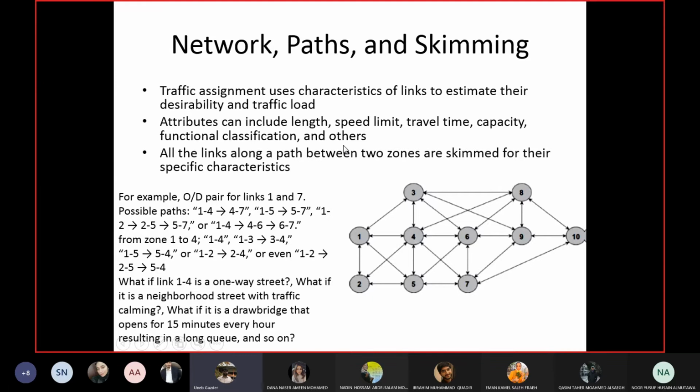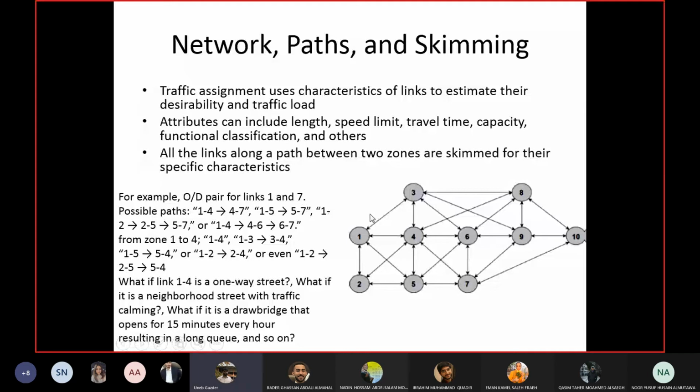So functional classification including what? Can somebody tell me the functional classification of the highways? There were three main types, right? We discussed it in the highway engineering course as well, and maybe in this course. Local, collectors, and arterials. Yeah, good. So which type of highway is connecting these zones and so on. These are the things which you need to estimate the desirability of a link. So again we will apply the skimming process. Skimming process means find out these attributes.